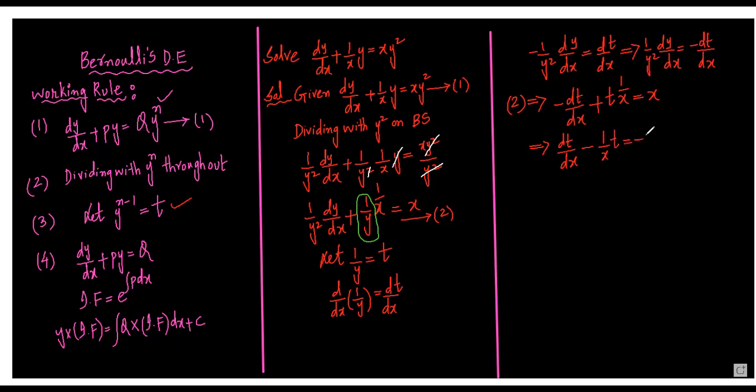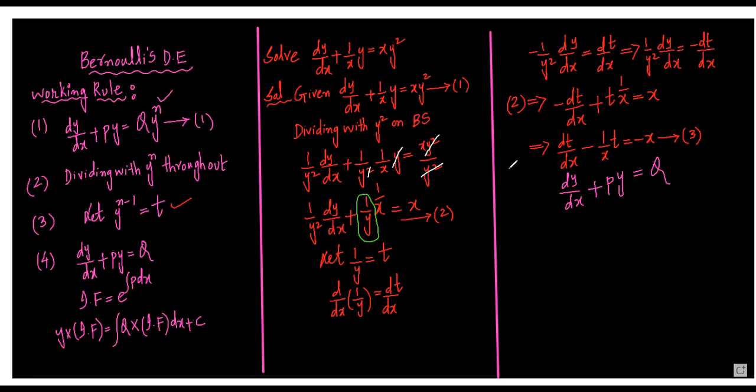It becomes negative again. Right now, minus x. Suppose it is taken as equation number 3. This equation number 3 we can compare with the standard form of a linear differential equation. The standard form is dy by dx plus p of y is equal to q. What difference do you notice?